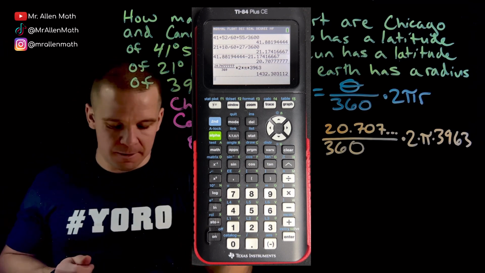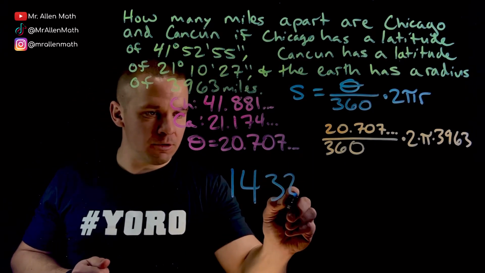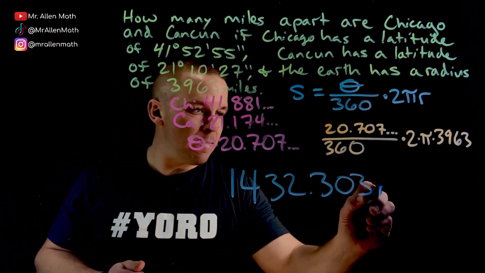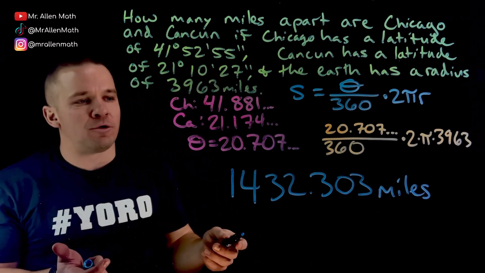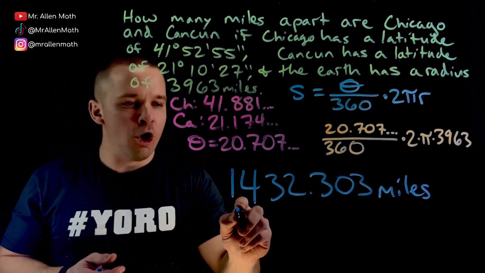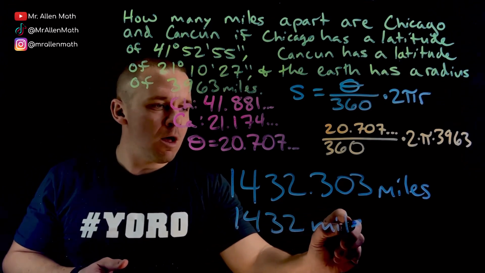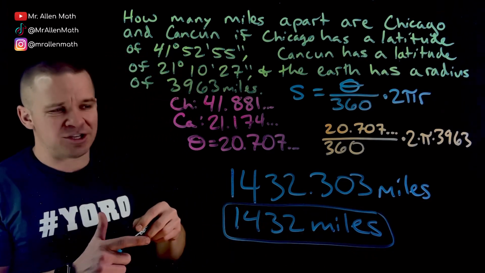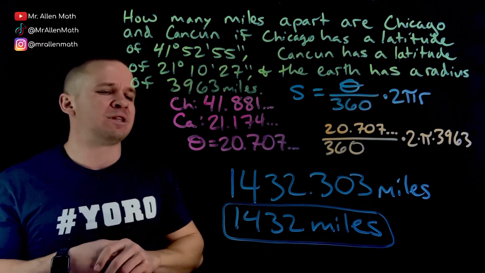We are at the end. 1,432.303 miles. We could probably just say 1,432 miles, right? That's a little overly accurate. I'm going to say rounding to the nearest mile is appropriate here. But obviously, if your test says otherwise, follow those directions. Don't be like, well, I saw Mr. Allen's video. Just follow the directions. Here, we're going to say 1,432 miles.